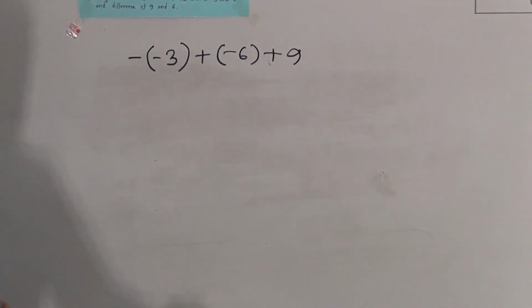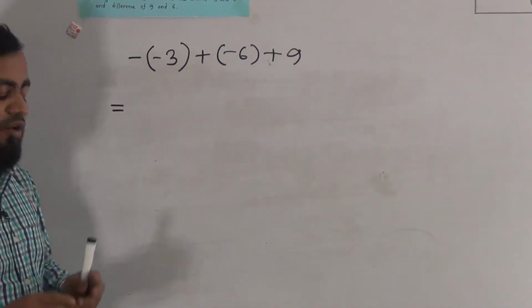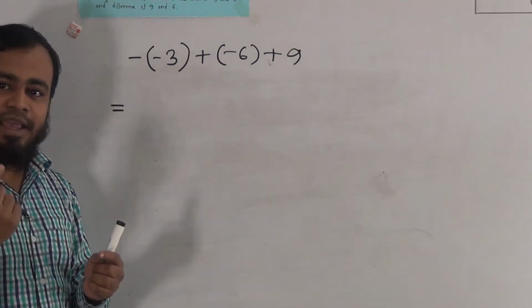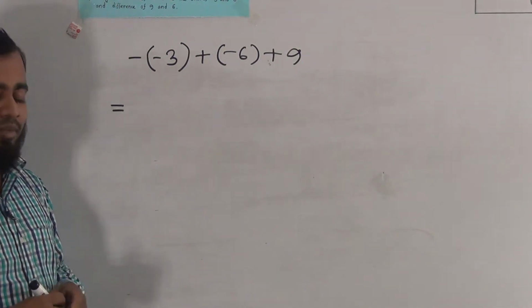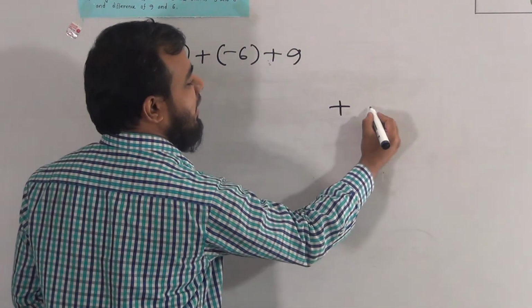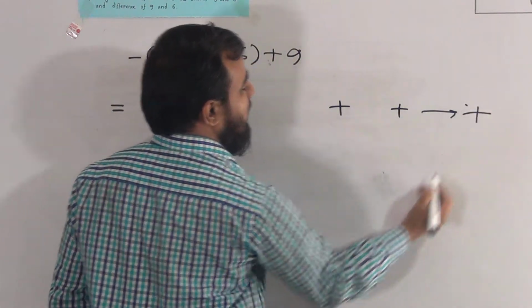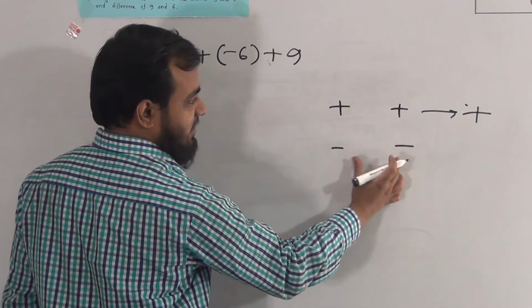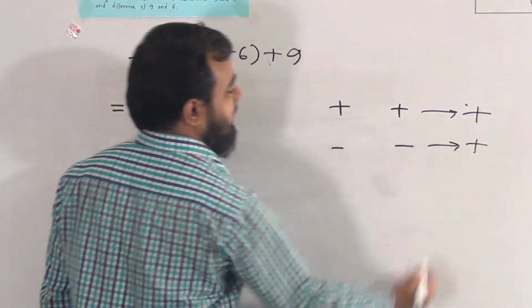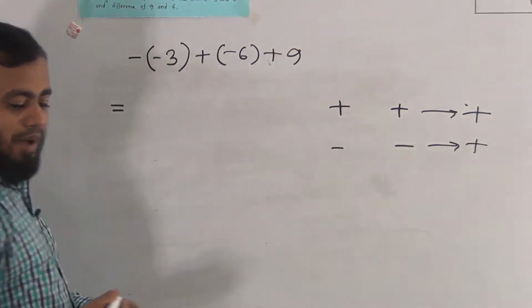Okay, dear students, look, in the next line, when we multiply similar signs, we will get a plus sign, and when we multiply dissimilar signs, we will get a minus sign. When we multiply two plus signs, we will get a plus sign. And when we multiply two minus signs, again we will get a plus sign. But when we multiply two dissimilar signs, then we will get a minus sign.